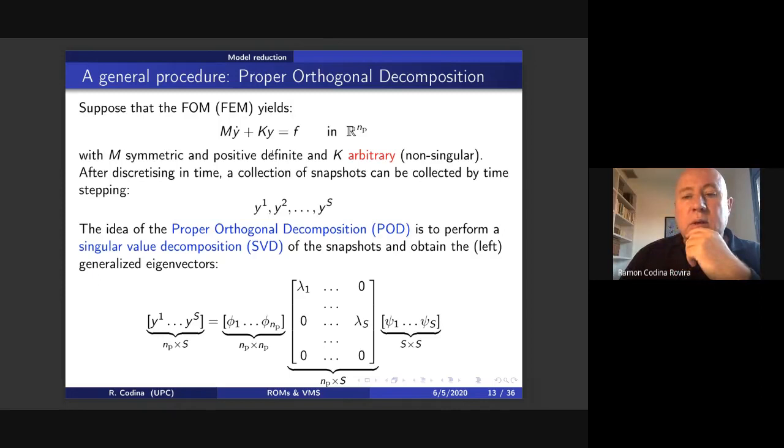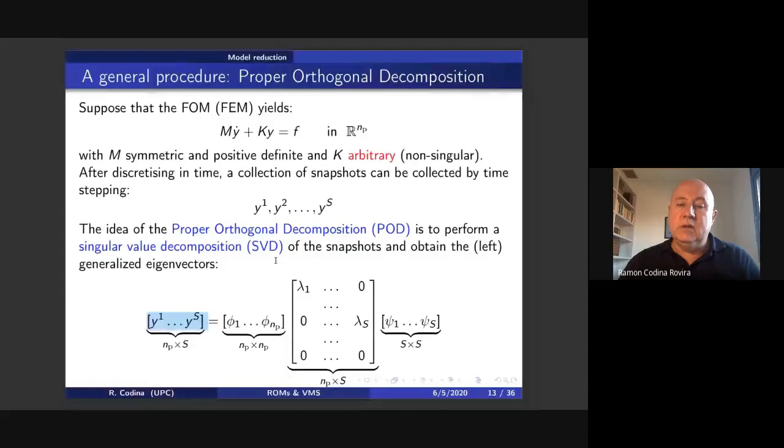So what is done is the following. It's the procedure called proper orthogonal decomposition. The idea is the following. Suppose that with your full order model, you step in time, and from the time stepping you get solutions at different time steps. We will call these solutions snapshots, okay? Pictures of the solution at certain time steps, represented here by y1, y2, up to ys. So the idea of the proper orthogonal decomposition is to consider the matrix made by these snapshots, which is a matrix of dimension np times s, the number of snapshots, and to perform the singular value decomposition of that matrix.